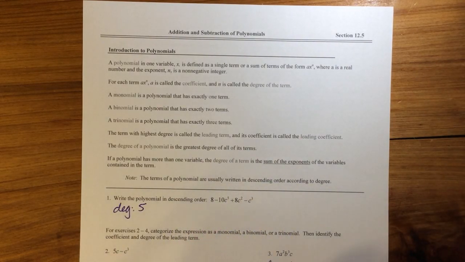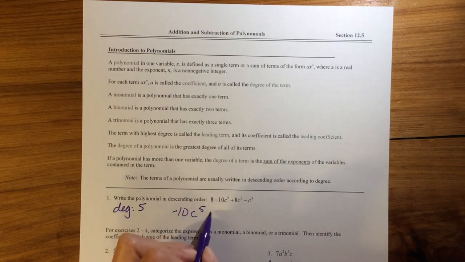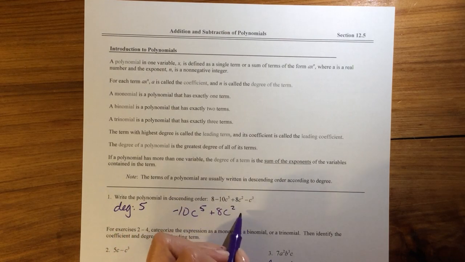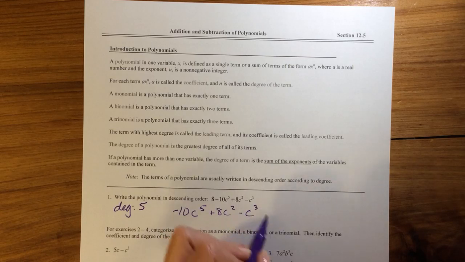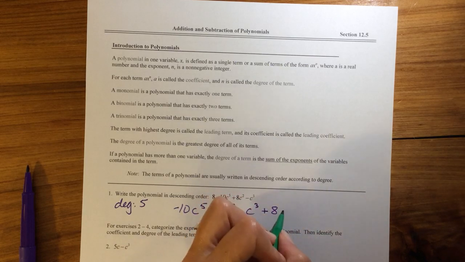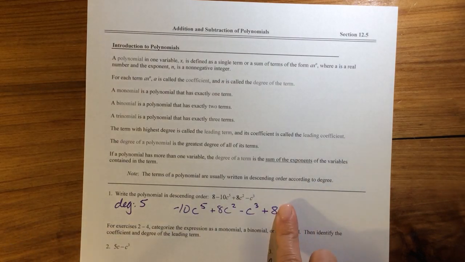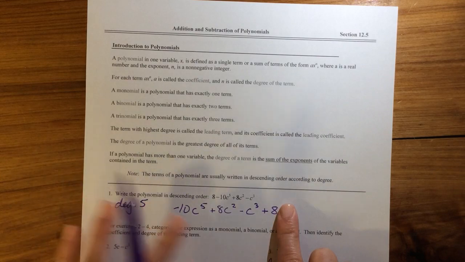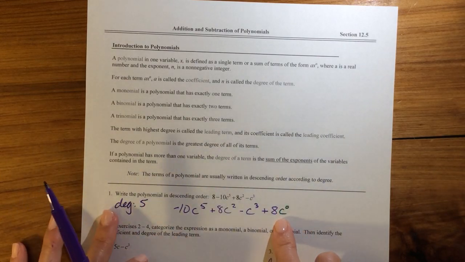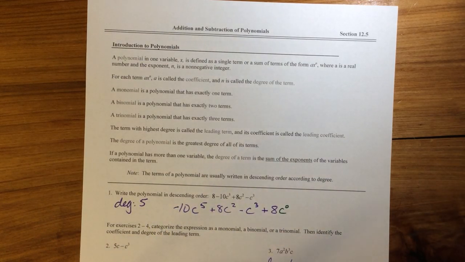Okay, so we're going to write this in descending order. So that means, you know, largest number to smallest number. So I've got -10c to the 5th plus 8c squared minus c cubed and then plus 8. Because the plus 8 technically has a c to the 0. But what's anything to the 0? 1. So we don't write it, right? Because, you know, like I've said before, laziness. Why do I want to write that if I don't have to? So there you go. That's it. Ta-da!